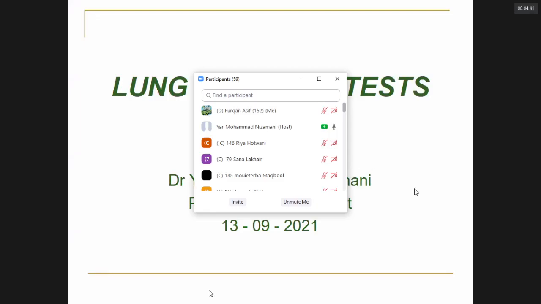So anyway, today we are discussing a new lecture, that is lung function tests. Okay.